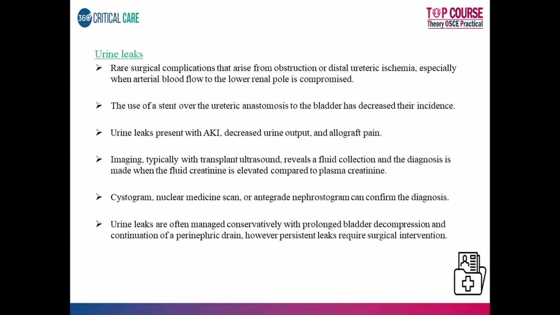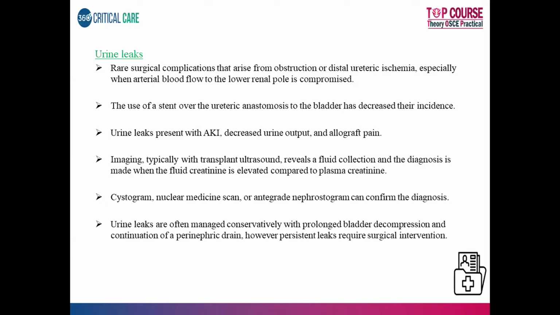So usually these urine leaks, they may present with AKI, decreased urine output, and allograft pain. And how do you diagnose this urine leak? Basically by the ultrasound. So when you do an ultrasound, there will be some fluid collection, and the diagnosis is made when the fluid creatinine is elevated compared to plasma creatinine. So you see that there is some fluid collection, you can't keep it like that. So you have to insert some drain to remove that fluid collection. And when you insert those drain and the fluid comes out, you're going to send that fluid for the creatinine. And when you measure it, usually this fluid creatinine will be either equal or more than the plasma creatinine. Then you confirm that there is some urine leak.